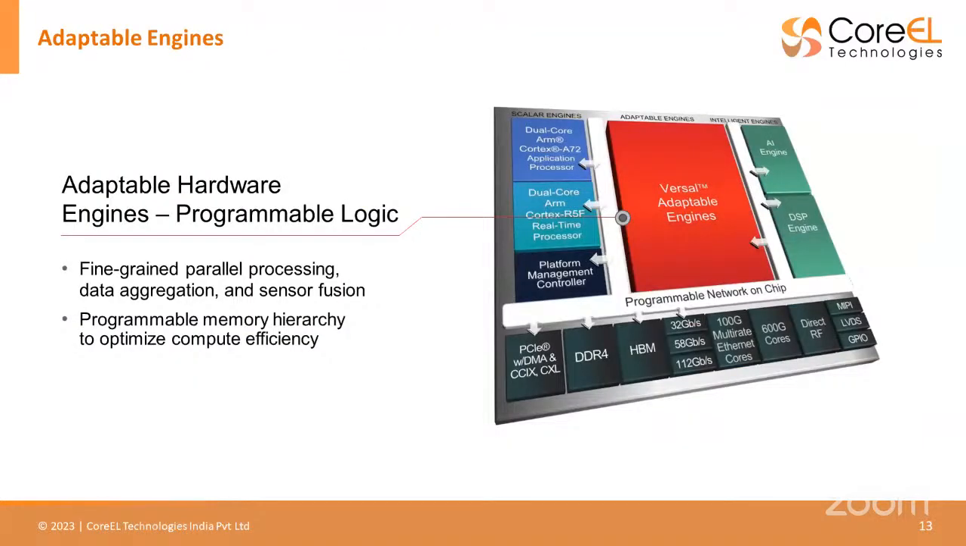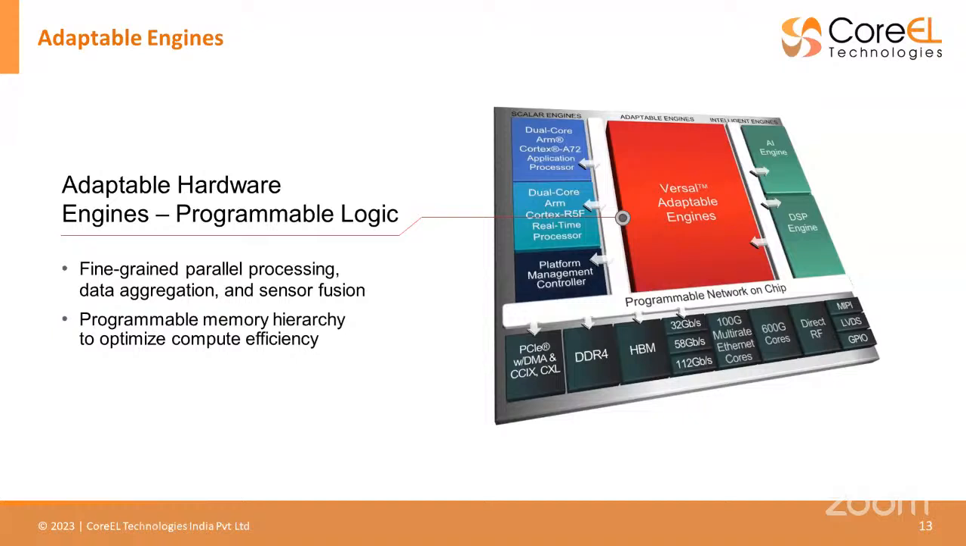Then you have your adaptable engines. Again, these are your FPGA blocks that are available to you, and the advantage of using these is the parallel processing, the data aggregation, and the sensor fusion that are possible with your FPGAs. Okay, so there are dedicated memory hierarchies for each of your engines, whether it be your scalar, your adaptable, or your intelligence engines. There are hierarchies available to you, right?